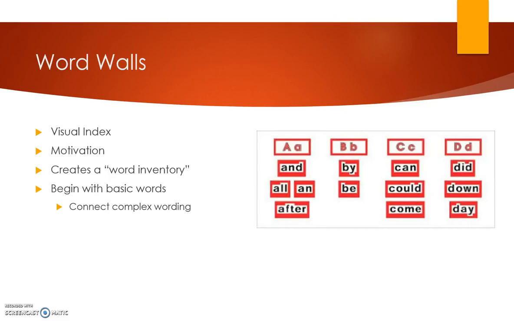Word walls. Word walls are a visual index and a motivator for students. Word walls create a word inventory of all the words that have been learned in the school year. This begins with basic words such as at or an, and connect with complex words such as after, could, or down.